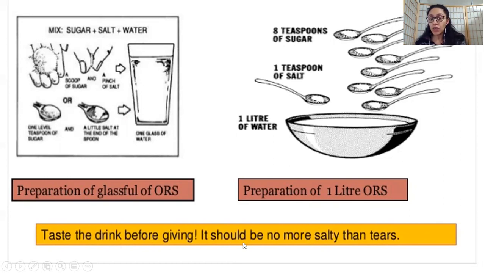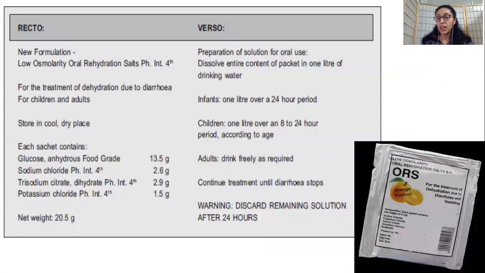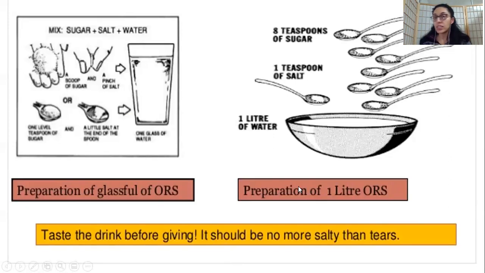This is how we used to tell the mothers: it should be no more salty than tears. Don't do the opposite, like adding 8 teaspoons of salt, which makes it so osmolar that it induces more diarrhea. So this is how we prepared the ORS solution if it was not available for the mother. If it is available, just have it in that 1 liter and that's it.